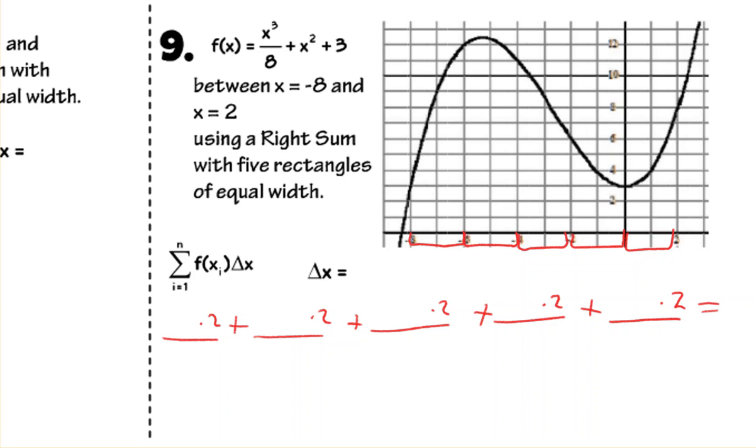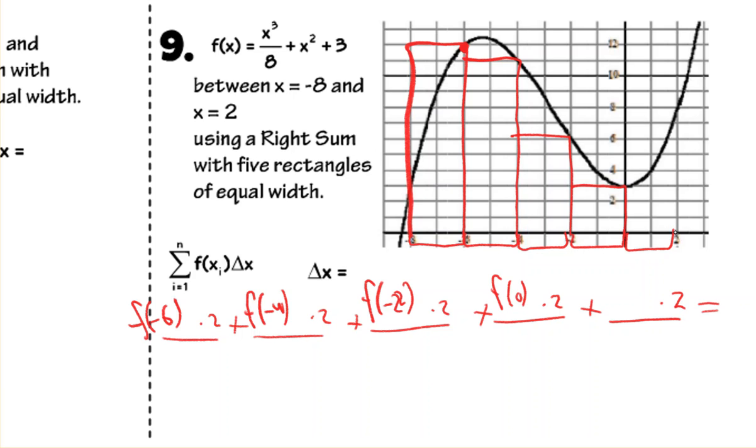Okay, now I did left sum last time, so I found the y values from taking the left x value of each rectangle. But now we're going to practice doing the right sum, so we're going to do it from the right side. So from the right side of this rectangle, wherever it hits the function determines that. So this would be f of -6. This one's going to be f of -4, f of -2, f of 0, and f of 2.